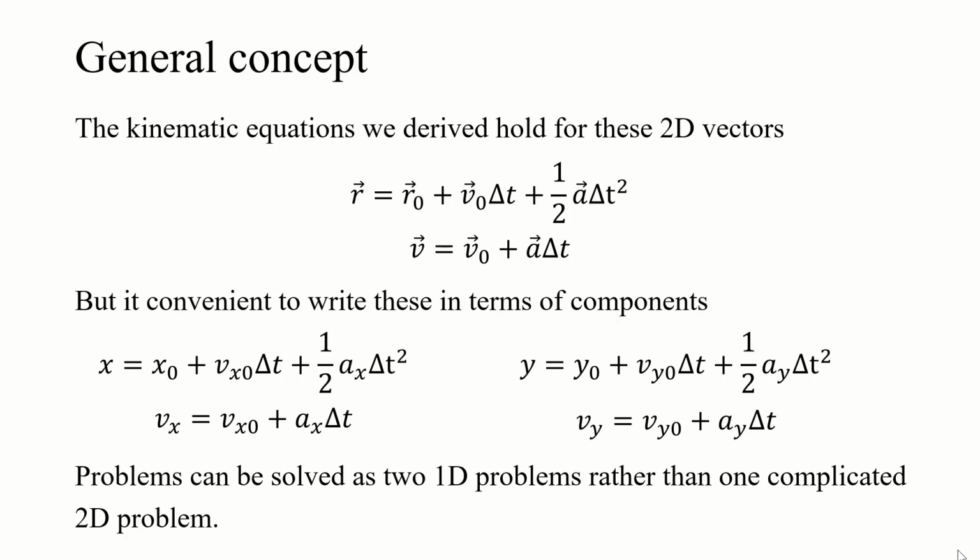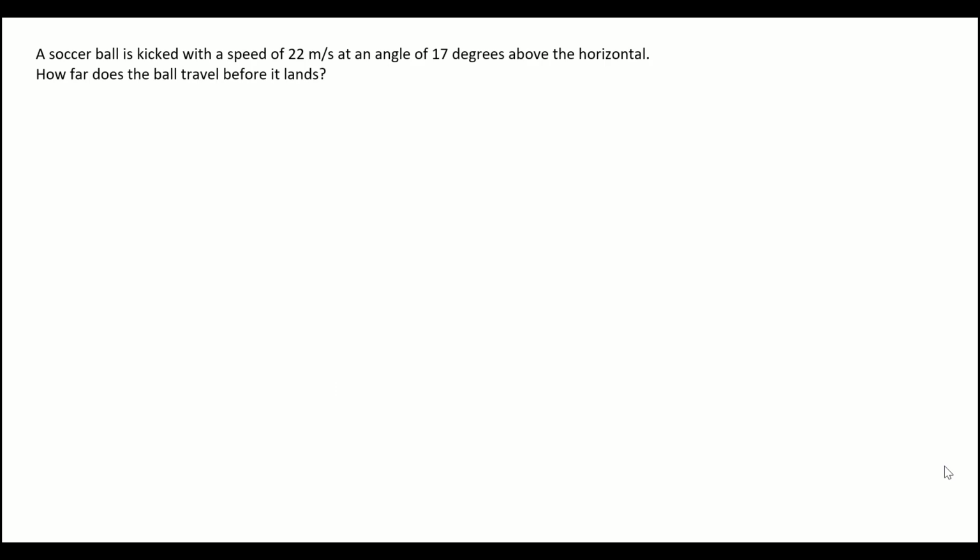So let's look at an example of that. A soccer ball is kicked with a speed of 22 meters per second at an angle of 17 degrees above the horizontal, or the field. How far does the ball travel before it lands? Pretty standard problem, something we'd call projectile motion.